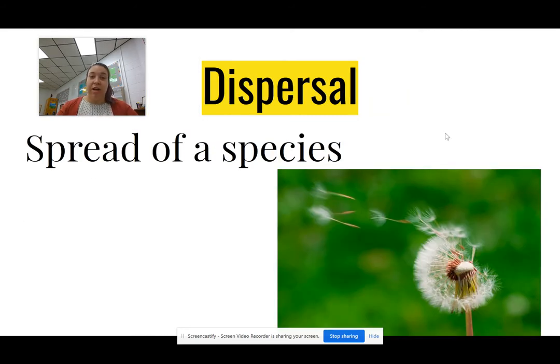All right, our next word is dispersal. All dispersal means is the spread of a species. We think of dispersal a lot when we think of seed transfer and things like that. So I put this lovely dandelion to help you remember.